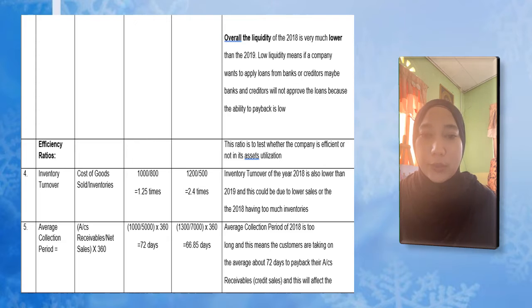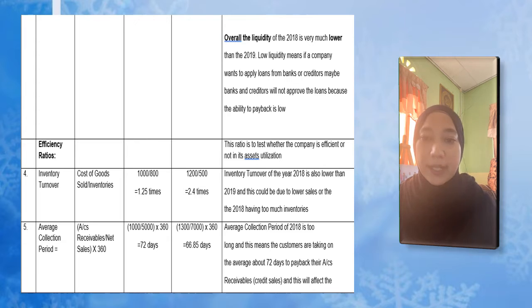Overall, after the calculation we get the liquidity of the 2018 is very much lower than the year 2019. Low liquidity means if the company wants to apply for loans from a bank or creditor, maybe banks and creditors will not approve the loan because the ability to pay back is low. So what we calculate for the 2018 and 2019 in Stay Safe company, we get 2018 is lower than 2019. Maybe when Stay Safe wants to apply for a loan, it's difficult because the 2018 is lower than the 2019.